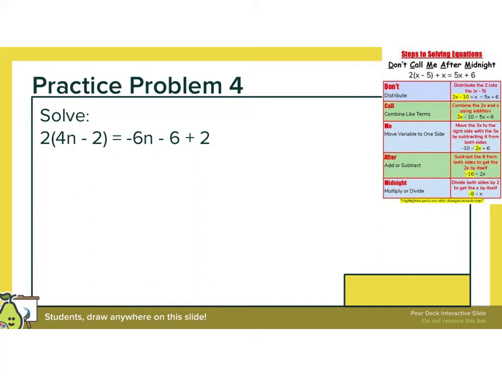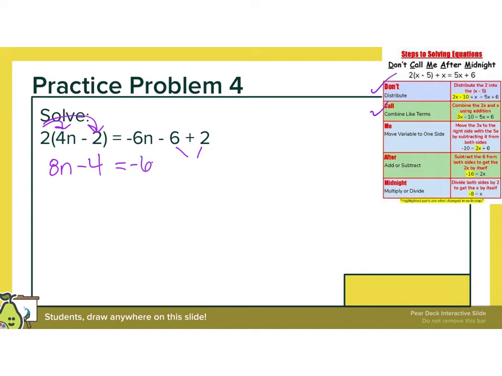Okay, so step 1, I see parentheses, so I'm going to distribute. 2 times 4 is 8, and then we have the n, and then it's 2 times -2, so -4 on the first side. On the other side, I'm going to go ahead and combine these like terms. So I did steps 1 and 2 in the first line.